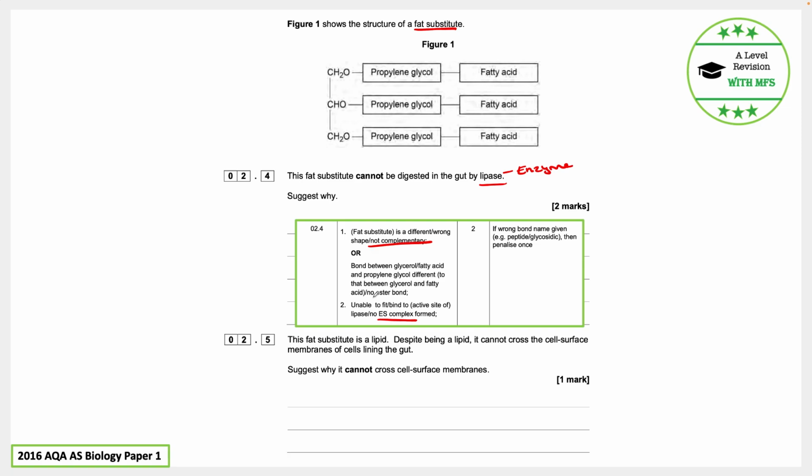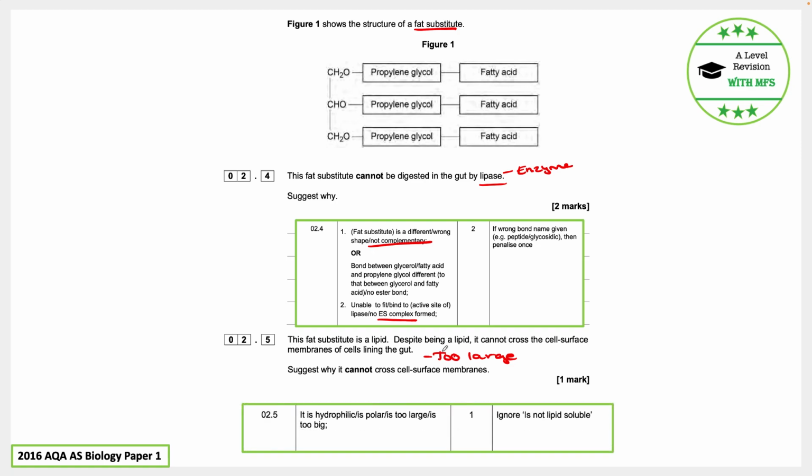There has to be another reason. And that other reason is that it could be too large. Okay, it doesn't tell you the size of the substitute, so it could just be too large. Okay, or it could be polar, we don't know the charge of it, anything like that. So if I show you the mark scheme for this, it could say that it's hydrophilic, it's polar, it's too large, or it's too big. And it does say it's not lipid soluble because it is a lipid. Okay, so you have to say one of these reasons, and I would just have gone for that it is too large.